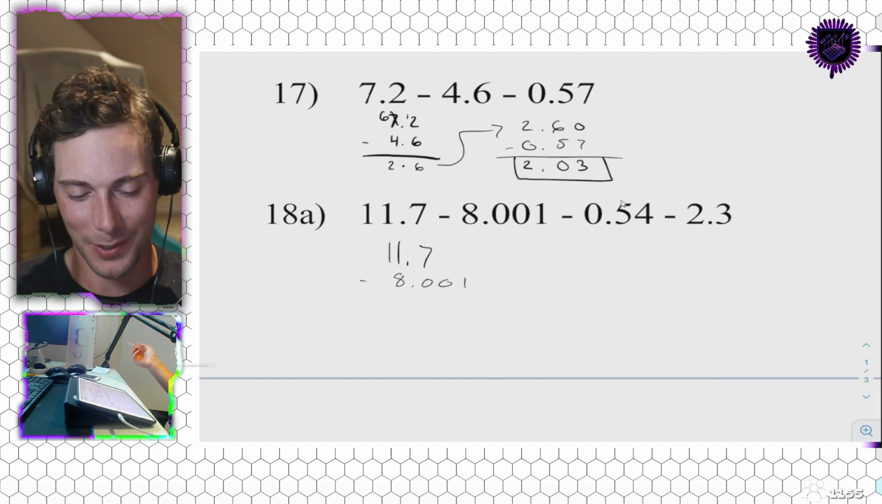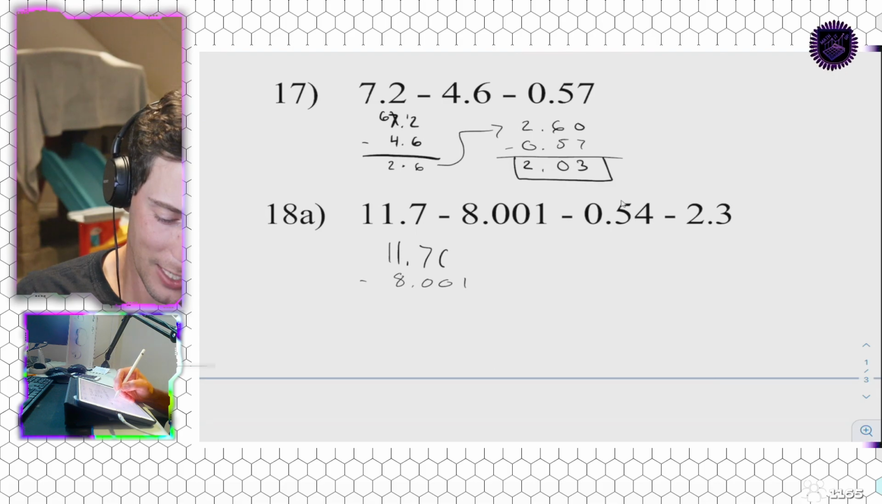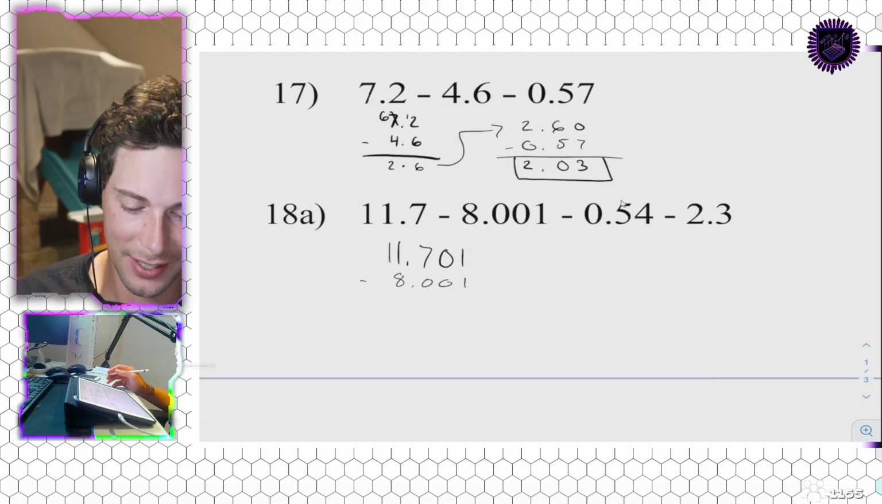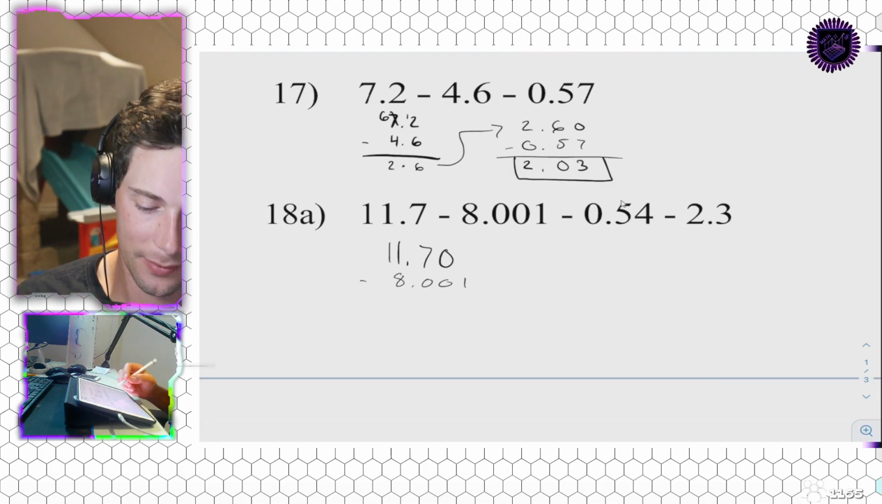Okay, let's do some placeholders here. At least it's 001 and not 991.